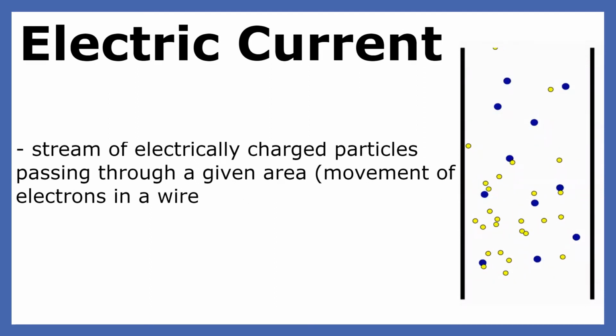Look to the right side of this video. The animation at the right shows what happens when a battery is attached to a closed loop of wire. The mobile electrons in the wire that are mostly confined to the nucleus are pushed in a single direction by the electrical field created by the voltage source or battery.